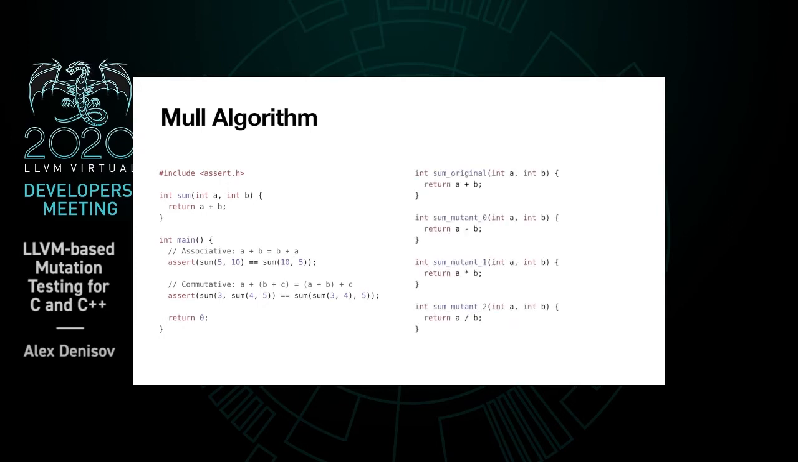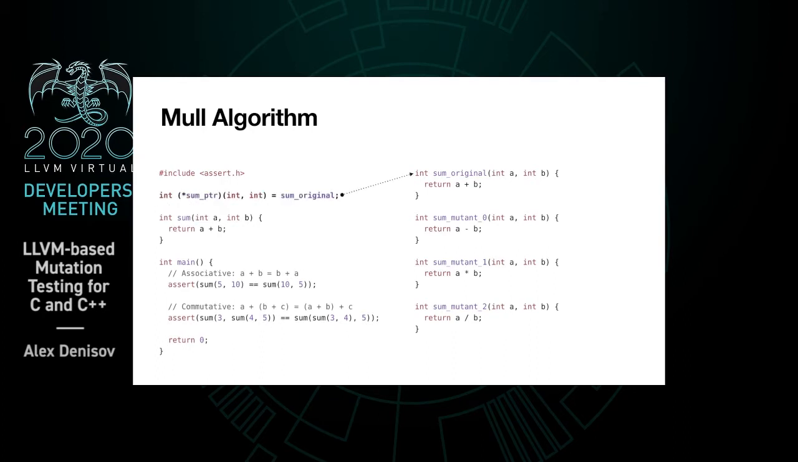First of all, with mal we decided to not generate a separate file for each change. Instead, we create a number of copies of the original function, with one function per mutation. Besides that, we also store a copy of the original function as well. The next step is to create a function pointer and point it to the copy of the original implementation, as you can see in this slide. And finally, replace the original implementation with an indirect call via the function pointer.